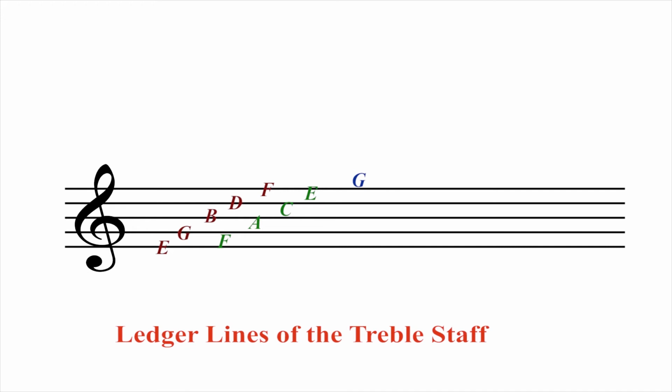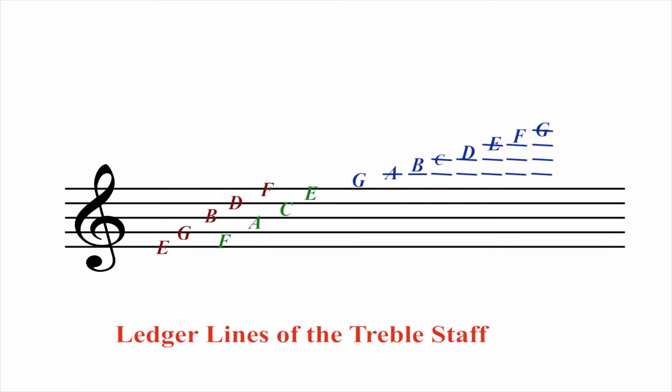Therefore, the first ledger line above the treble staff will be A. The space above the first ledger line will be B. The second ledger line will be C. The space above the second ledger line will be D. The third ledger line will be E. The space above the third ledger line will be F, and the fourth ledger line will be G. And we can go on and on like that, except that when the ledger lines are too many, they tend to be confusing.